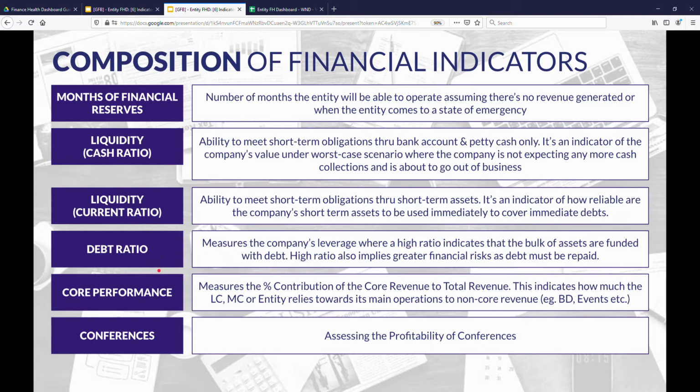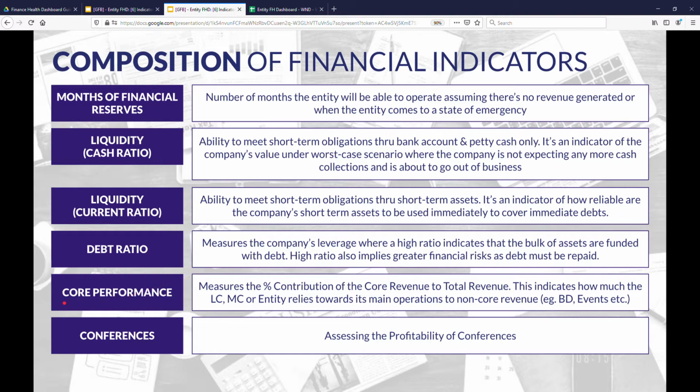Debt ratio measures a company's leverage, where a high ratio indicates the bulk of assets are funded by debt. A high ratio also implies greater financial risk as debt must be repaid. So basically, this is just dividing debt by assets, to show how much debt is actually equivalent to the assets.